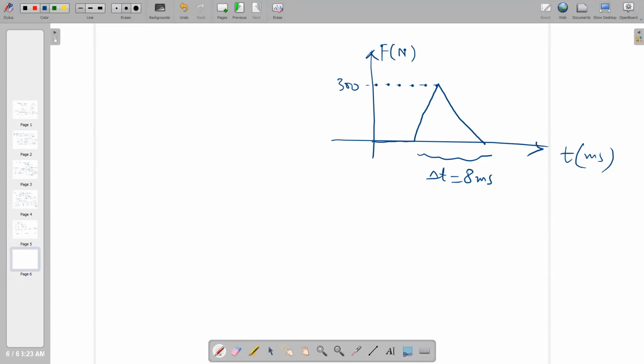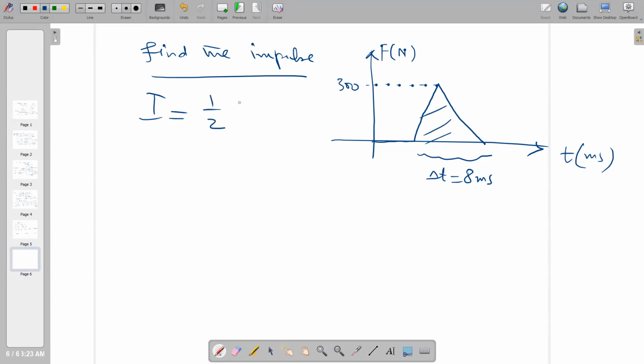Okay. The question is, find the impulse. So to find the impulse, what will you do? It is the area of this triangle: 1/2 base into height. This is the formula, and the base is delta t.